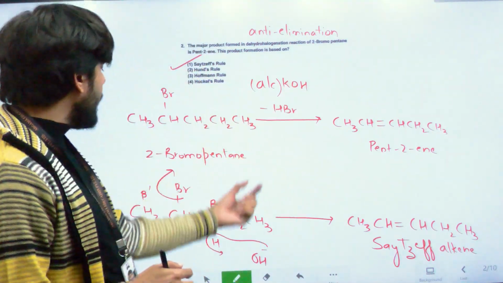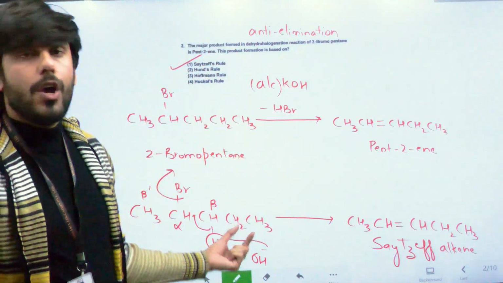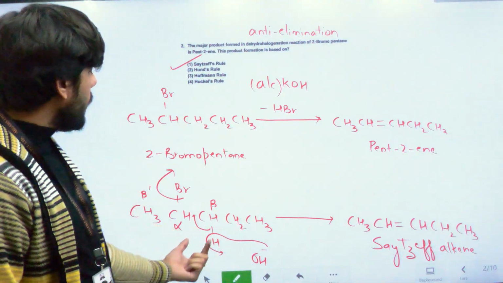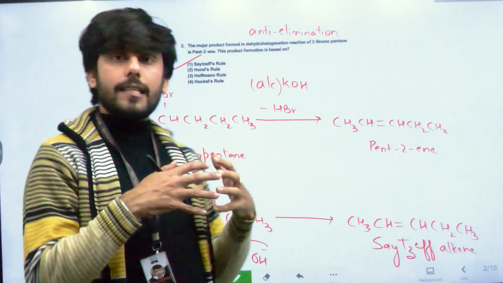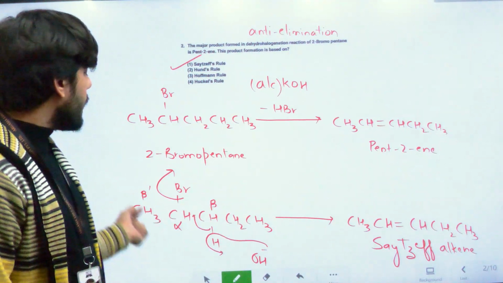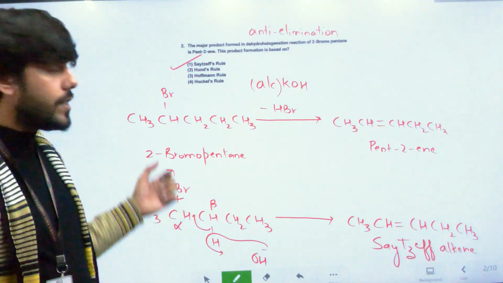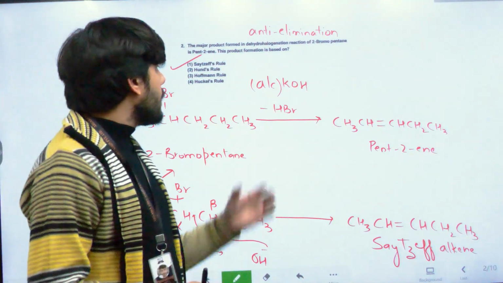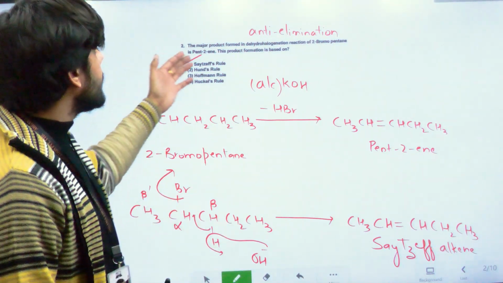We know that the bulky base cannot attack this hydrogen for obvious reasons, because it will get steric crowding, there will be steric hindrance, so it will attack from the least substituted side. Okay, so the answer to this question is Saytzeff rule.